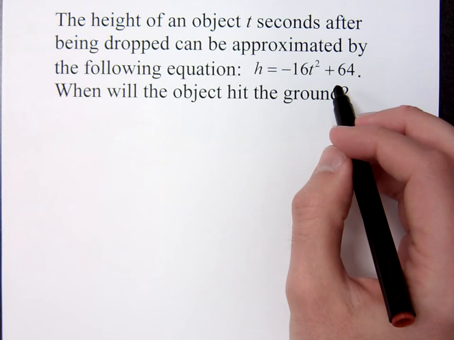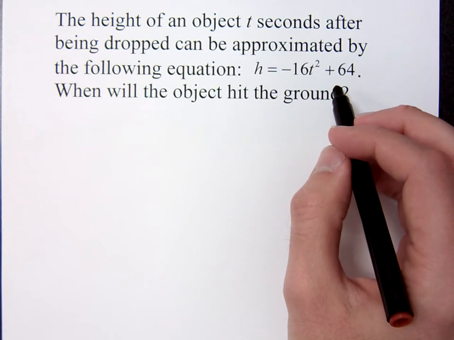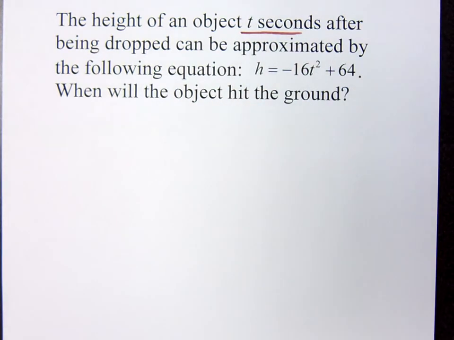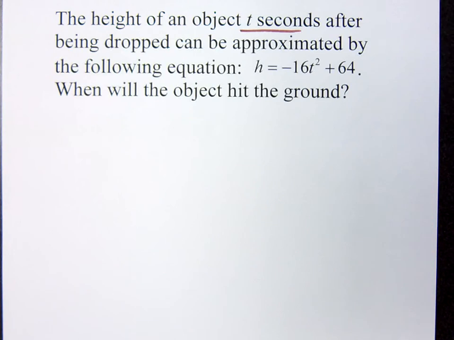We say that h equals negative 16t squared plus 64. T, of course, is the number of seconds after it's dropped. The question wants to know, when will the object hit the ground? Understand when we talk about the height of an object, we're measuring the distance between the object and the ground.